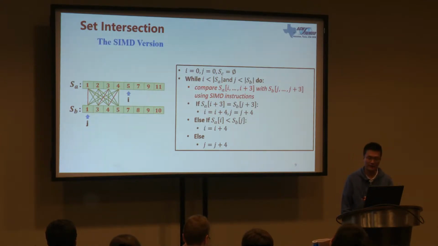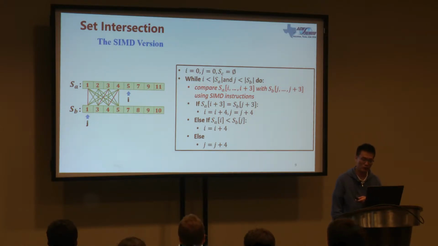The basic idea is, instead of comparing the elements from the two sets one by one, we can compare them block by block in parallel using SIMD instructions. In our example, we use 128-bit SIMD registers, so we set the block size to 4. For wider SIMD registers, we can set a larger block size.